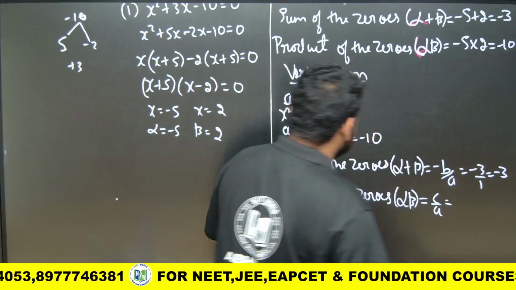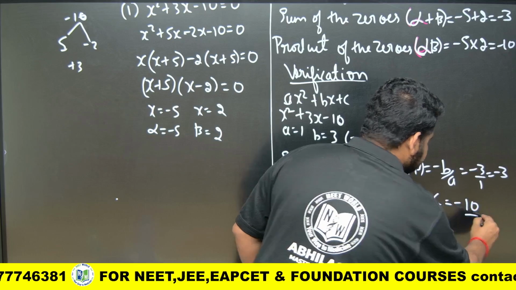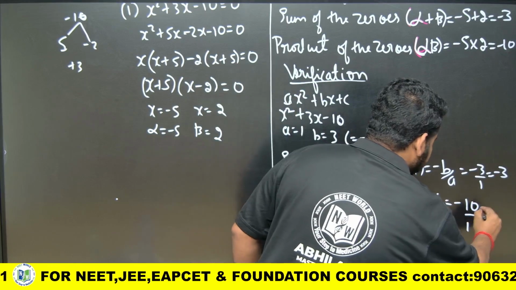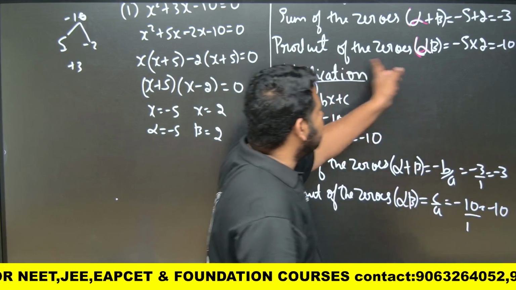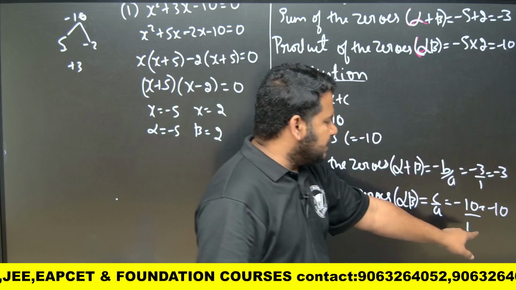So this will become c by a. What is the value of c? C here is minus 10, and a value is 1. So this will be equal to minus 10. So here for the product of the zeros we got minus 10 by the formula method, and here also we got minus 10.